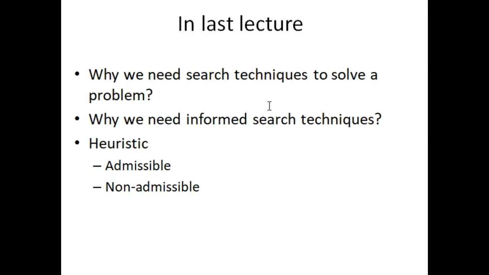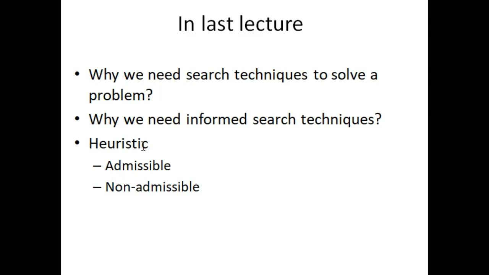We saw that an Intel Core i7 would take one year to solve this. So then we should move towards the informed search techniques. In informed search techniques, all these techniques use the heuristic value. And what is the heuristic? Heuristic is the informed guess.